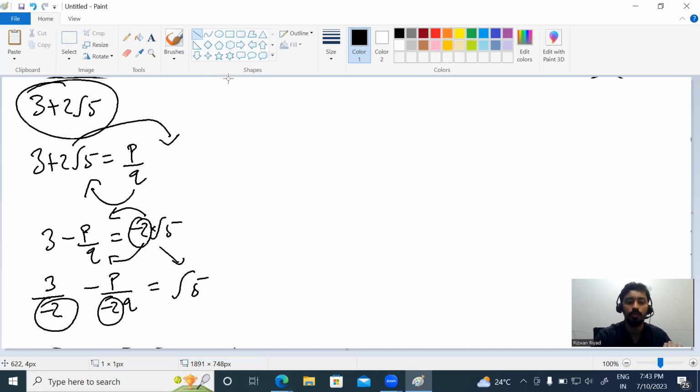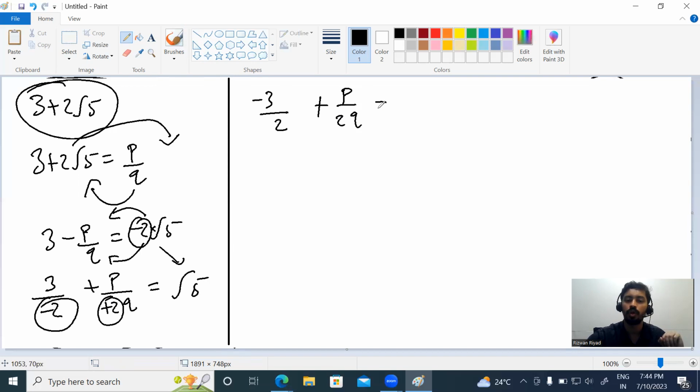3 by minus 2 minus P by minus 2Q equal to root 5. Now this 3 by minus 2 can be written as minus 3 by 2. You can interchange the minus sign between numerator and denominator. And this minus and minus will get cancelled, both become plus. So you will get minus 3 by 2 plus P by 2Q equal to root 5. We have reached this equation.